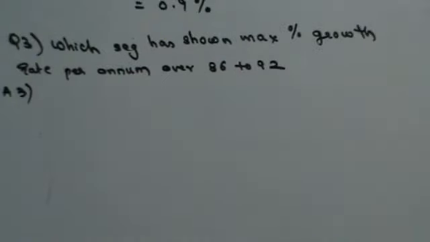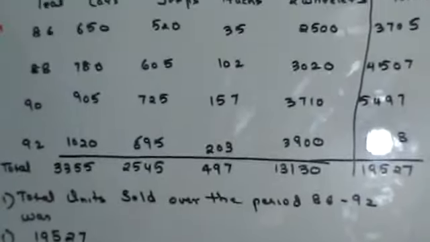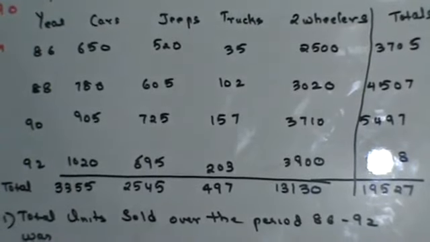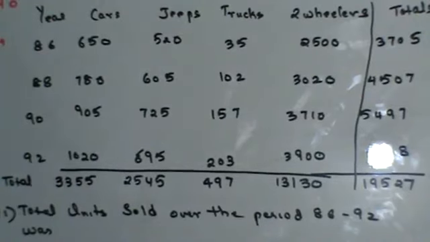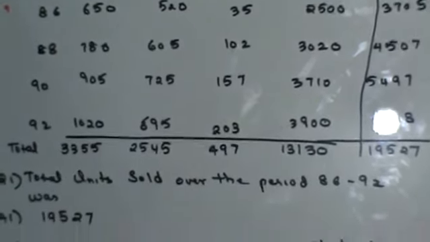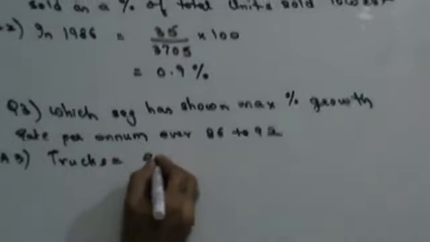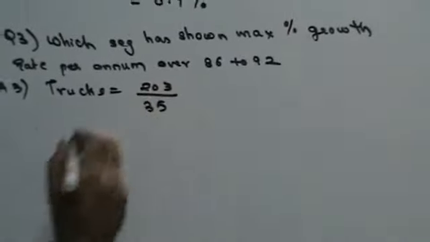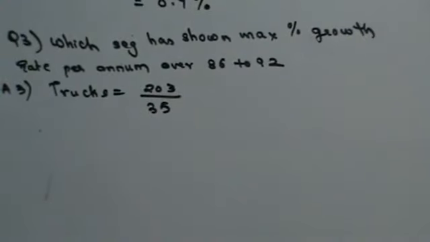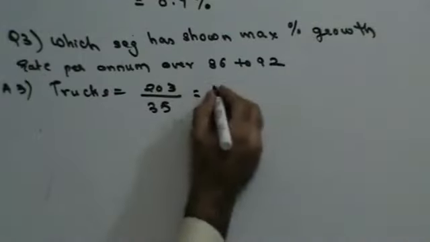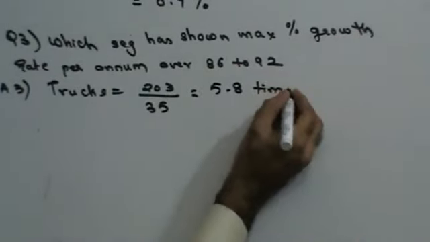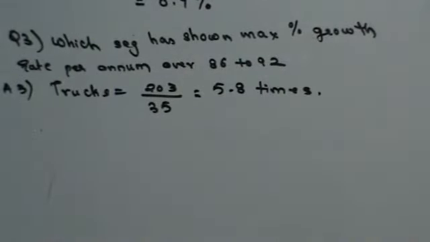If I look at trucks, in 1986 I sold 35 trucks, whereas in 1992 I sold 203 trucks. So how many times more was I selling? If you consider trucks, I was selling 203 divided by 35. Can someone please get me that? How many times more was I selling? 5.8 times. So 5.8 times more trucks I was selling, right?